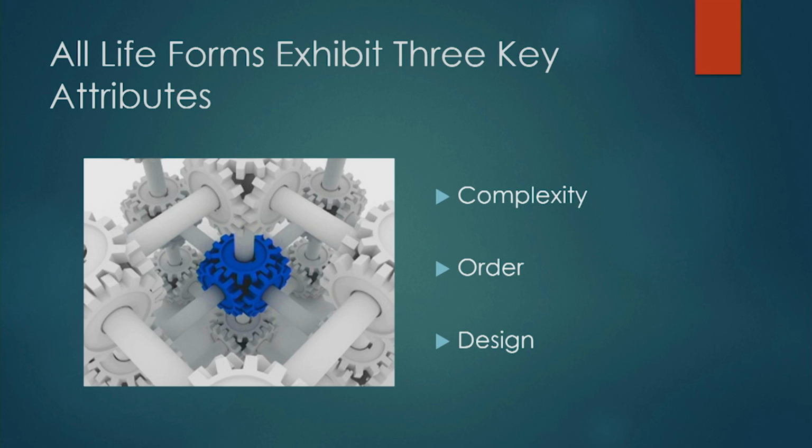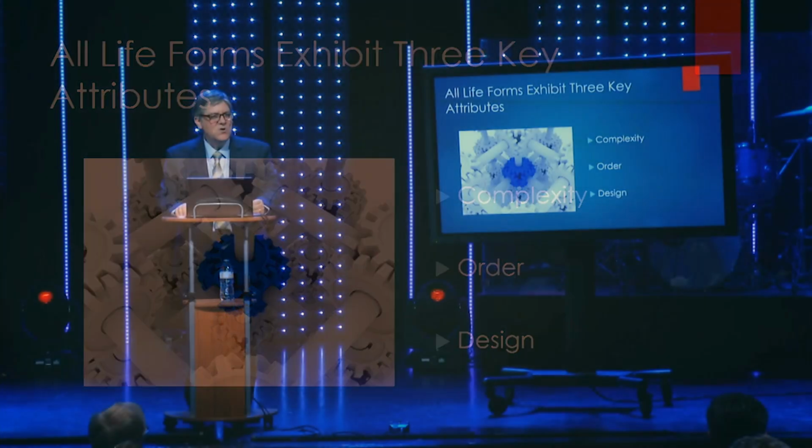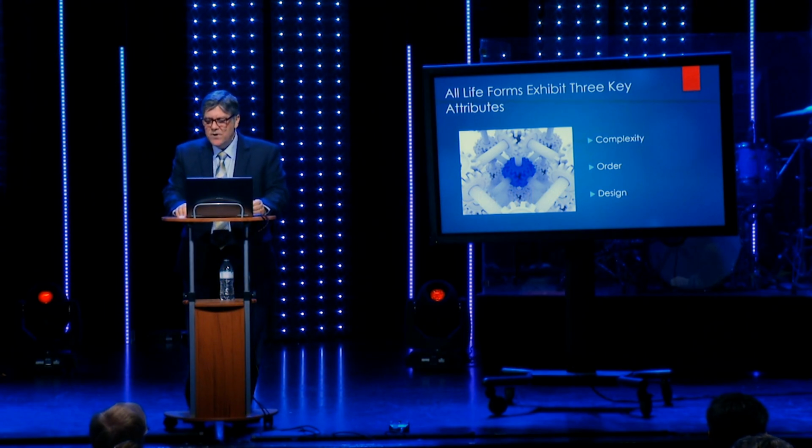Now, all life forms exhibit three key attributes: complexity, order, and design. Now, you can see this machine. It exhibits all three. Why? Because it is the result of human intelligence. Yet we're to believe that similar structures in nature are the result of nothing more than an unguided, random process.